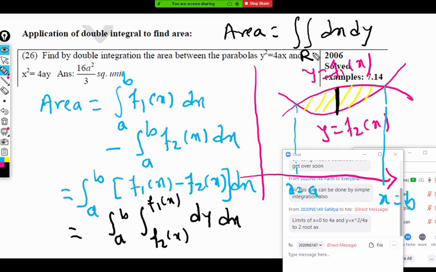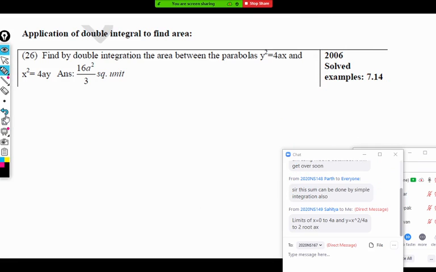Can anyone tell me what is the formula in polar form? What will be the formula in polar form? r dr d theta. Correct, r dr d theta. So one simple formula that we should remember: the double integral of dx dy is the area, and if we want it in polar, just replace dx dy by r dr d theta. So that is about the formula. Now let me come to the problem.